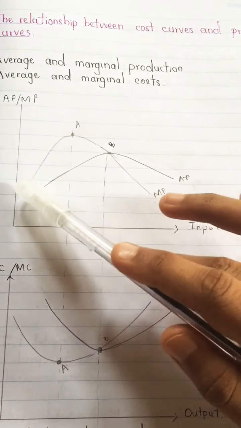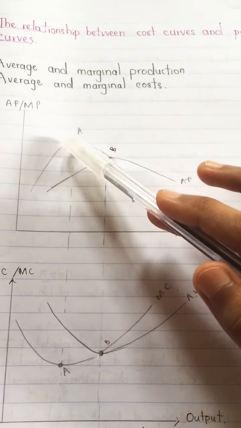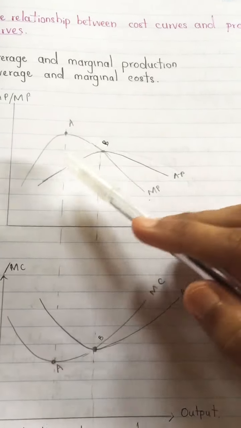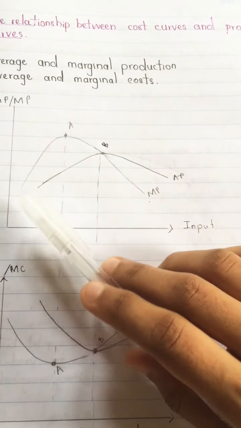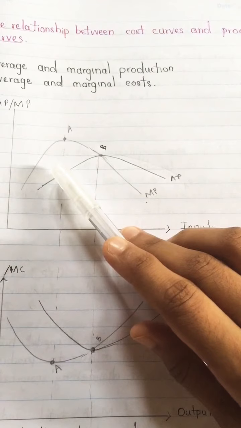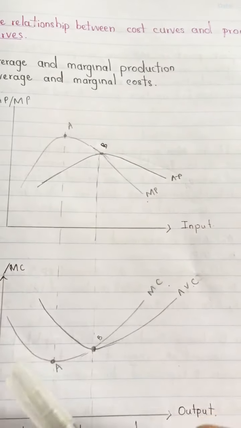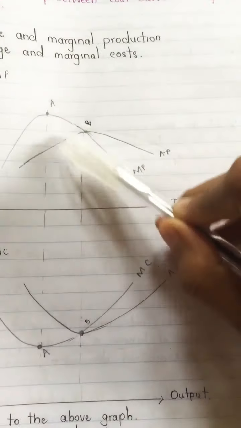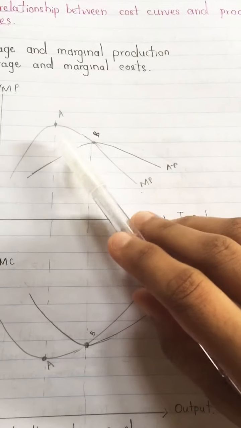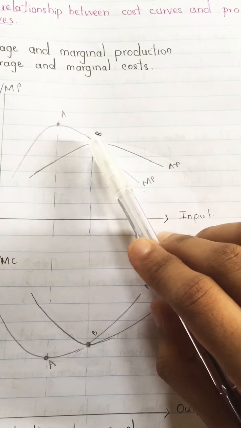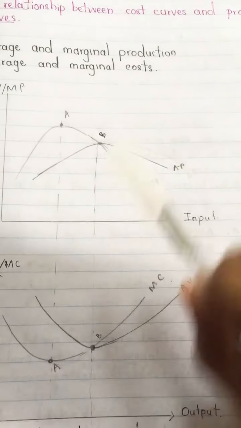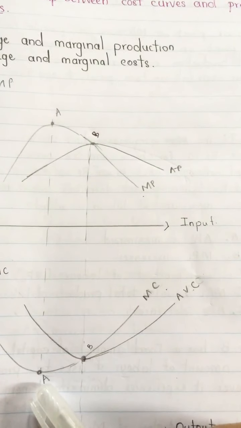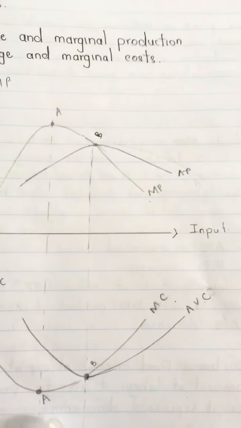Also you can see that from this point to A, marginal product is increasing and marginal cost is decreasing, and from here to here average product is increasing, at the same time average variable cost is falling. So if you take this middle portion, marginal product is falling and also marginal cost is rising.